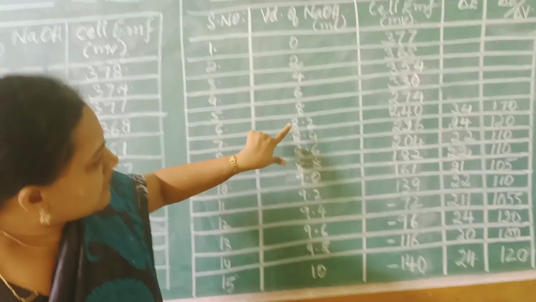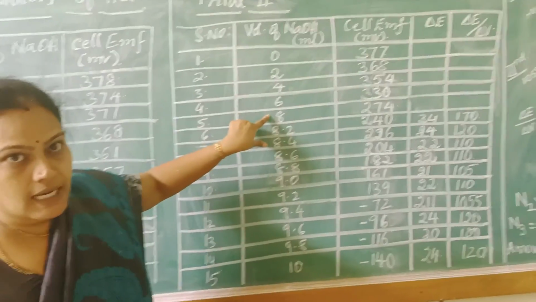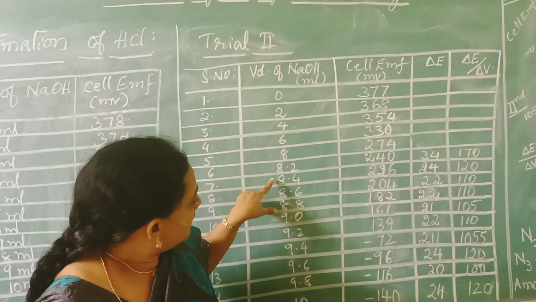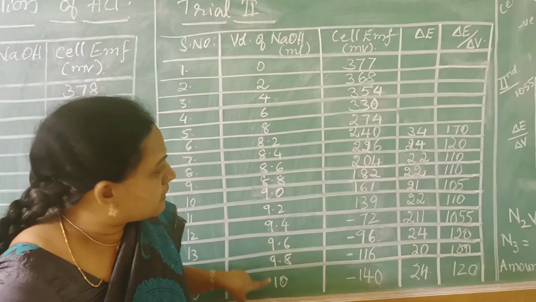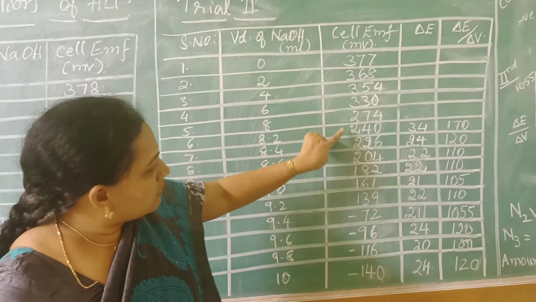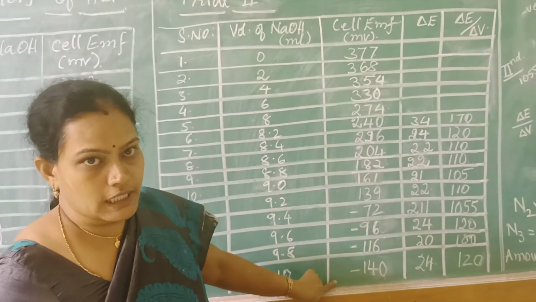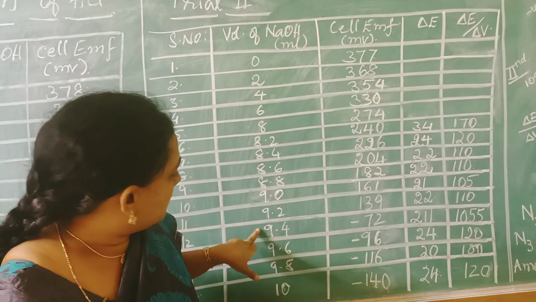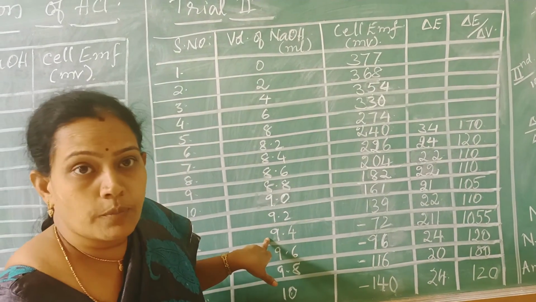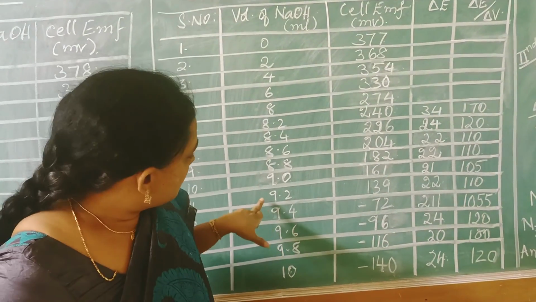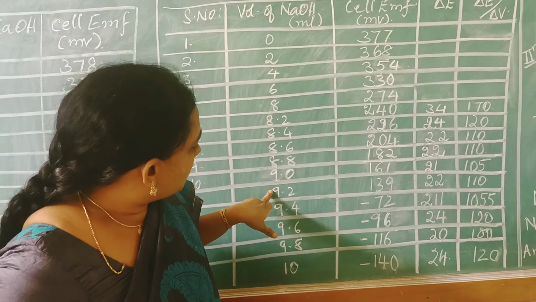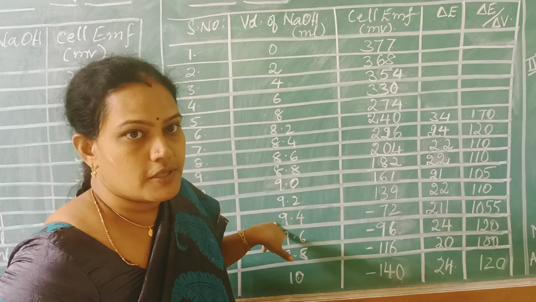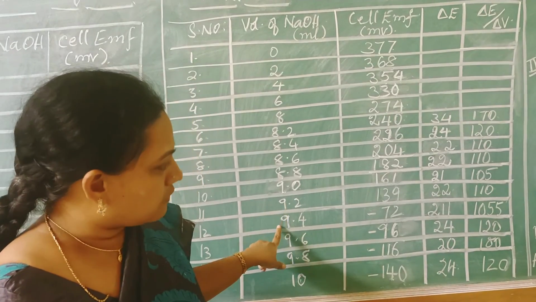Now nearing the endpoint, I focus more on the closer volumes added. You can see that from 8 ml onwards, I have taken 0.2 mL. From here on, when I added 0.2 mL, I recorded the values of EMF accordingly. And again I found that the negative value has occurred at 9.4 ml. So this influx, between 9.2 and 9.4, is observed here. So you have got a better, closer value.